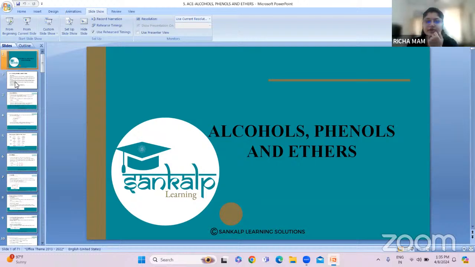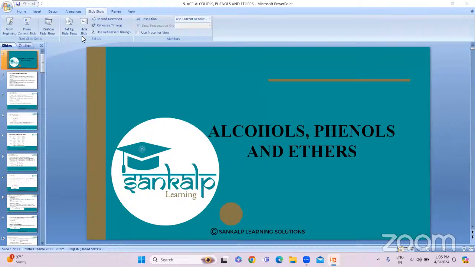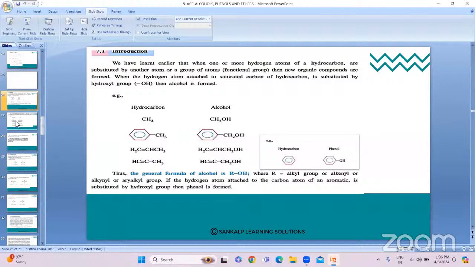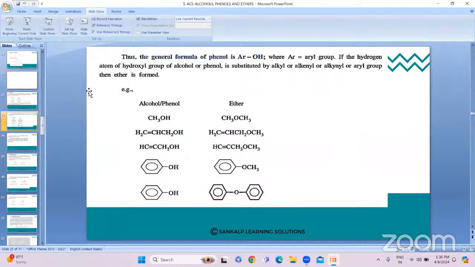Yes, so in our previous class, we started with the classification of alcohols and phenols, right? We have seen the different classifications. First was based on the number of OH groups and based on the type of hybridization. Then we discussed what allylic alcohols are, what benzylic alcohols are, and then what vinylic alcohols are.